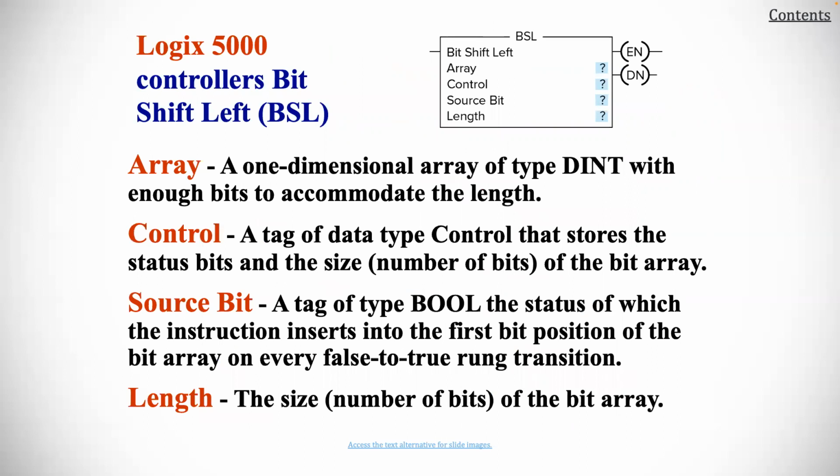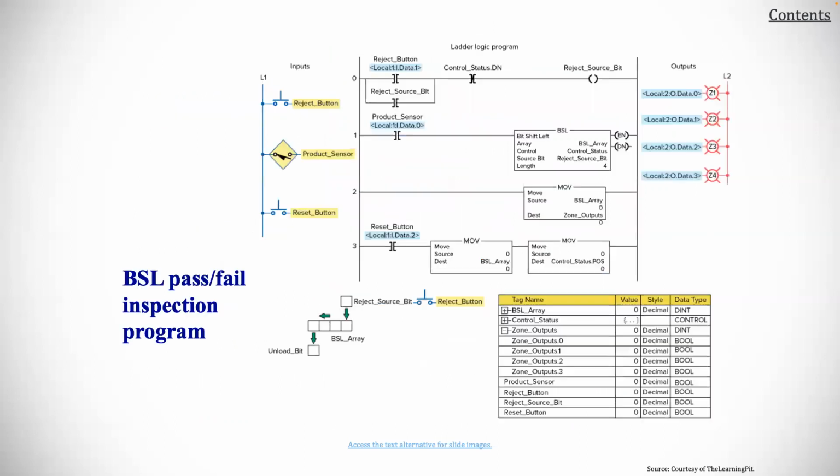For the Logix 5000 controller bit shift left, you have the array, the control, the source bit, and the length. All of those are the things that would have to be programmed in to make this function properly. And here's a BSL pass/fail inspection program, what that would look like.